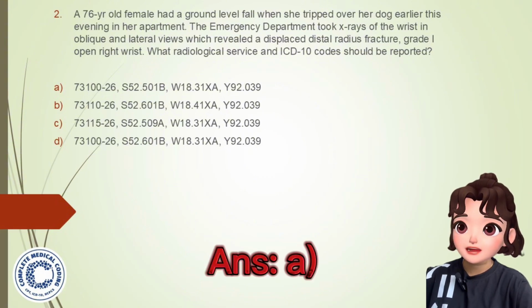Okay, 73100 with modifier 26. And you have to code the fracture S52.501B. Then the ground level fall W18.31XA and then the place of occurrence Y92.039. I'll explain how this seventh character comes in fracture codes in the next slide. Just look into this slide.